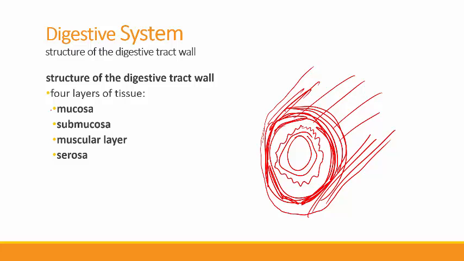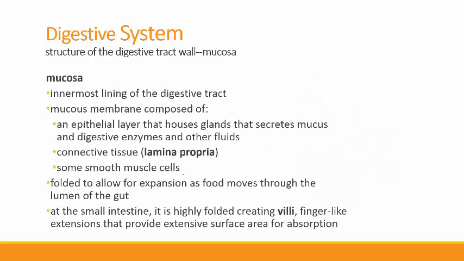So all segments of the alimentary canal have these layers, but only the parts that are in the abdominopelvic cavity have the serosa. And the serosa is the same thing as the visceral peritoneum. So it is the layer that covers over all of the organs of the abdominopelvic cavity. So let's look first at the mucosa.